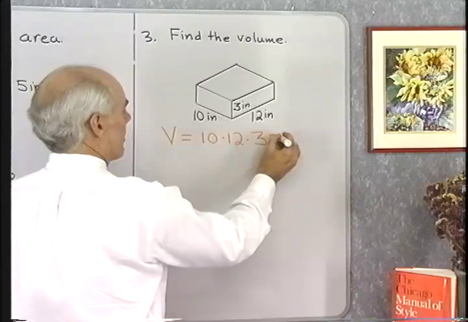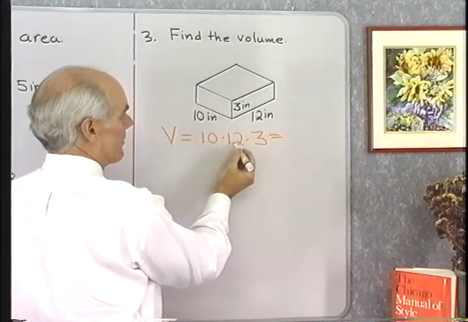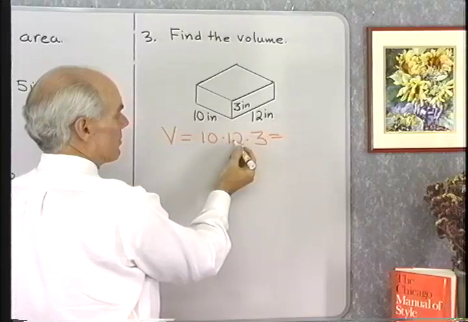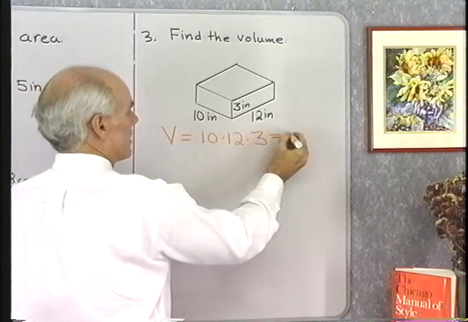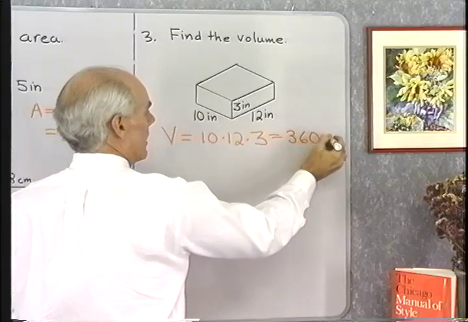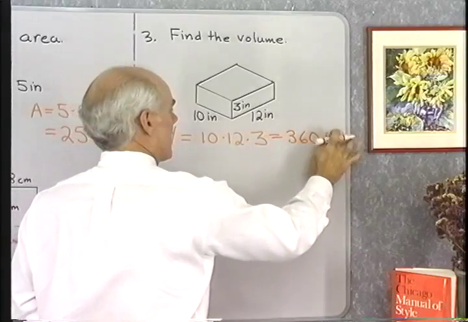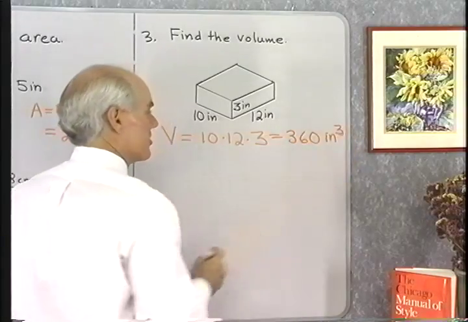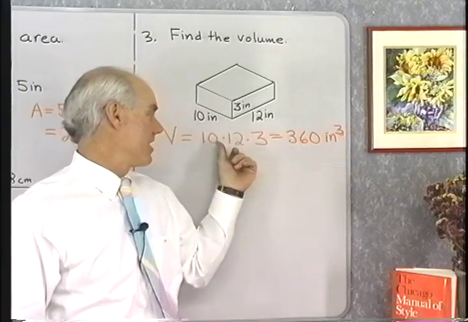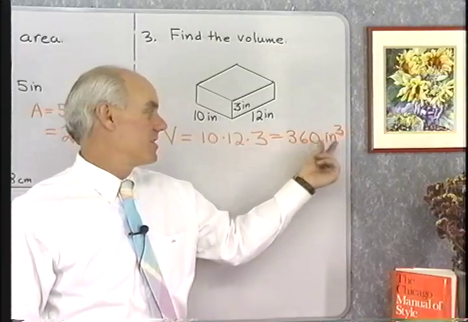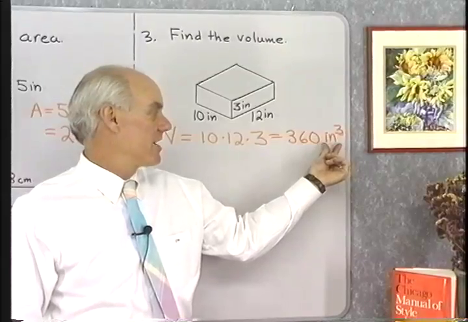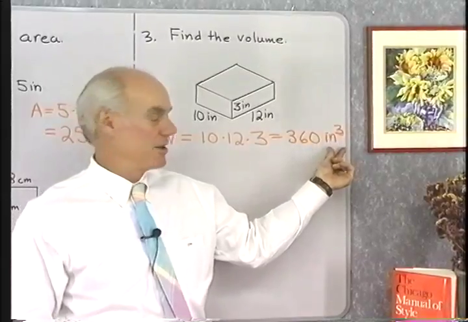So what do I have here? 10 times 12 times 3. 3 times 12 is 36 times 10 is 360. And that will be cubic inches. So inches to the third power, because I have inches times inches times inches, that's going to give me cubic inches. And that is a measure of volume or capacity.